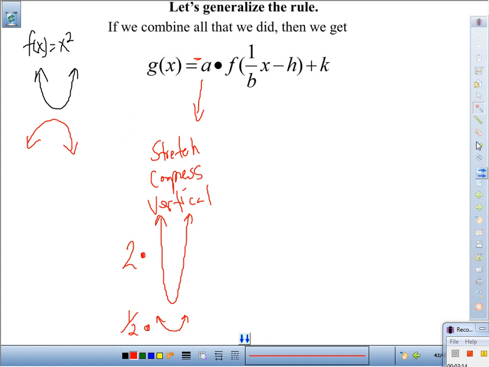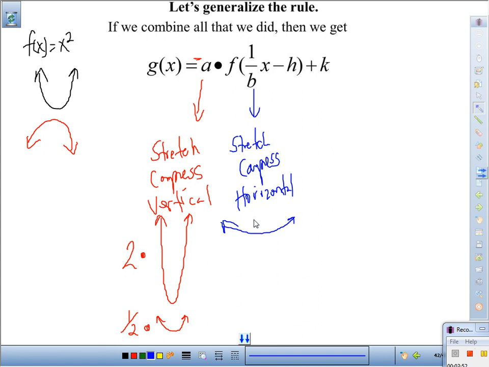So, next, the letter b. It also stretches and compresses. However, it does it which way? Horizontal. What does that mean? Well, if I take this and I just stretch it horizontally, it's going to look something like that. It's stretching horizontally.